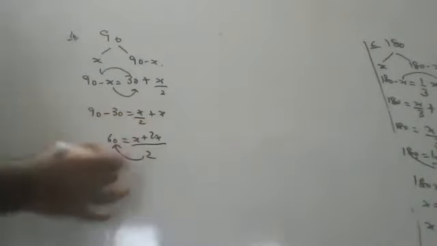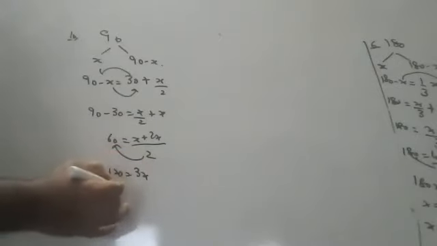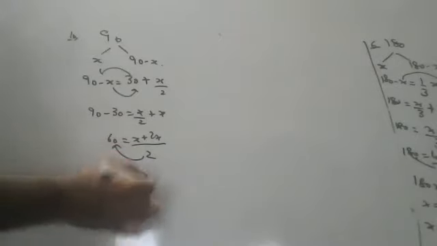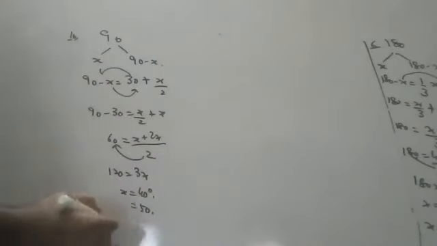This comes here, children. After taking LCM, 120 is equal to 3x. x is equal to 40. If x is equal to 40, the other angle will be 50. So now what can you write, children?